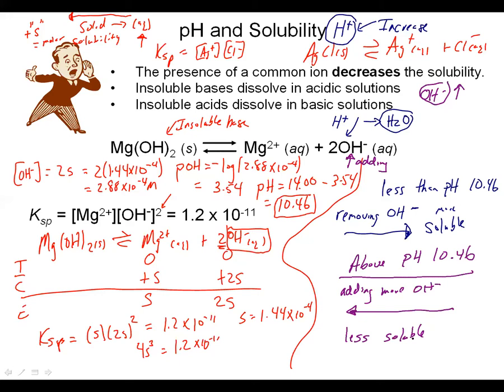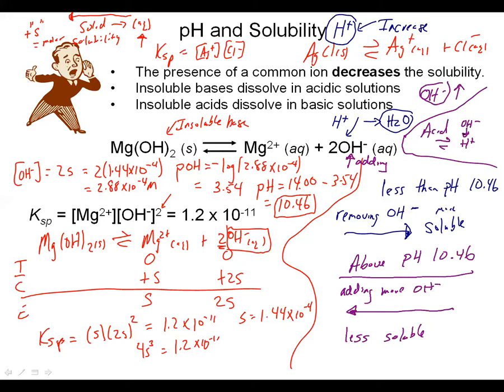The opposite is true if you're talking about an insoluble acid, which I'll sketch here. If we're talking about an acid, that would mean on the product side you have some H plus. If you made it more basic, the OH minus and the H plus would come together to make water in a more basic solution, and thus shift it to the right and make it more soluble. And that's what it means when we say insoluble acids will dissolve in basic solutions, and vice versa.